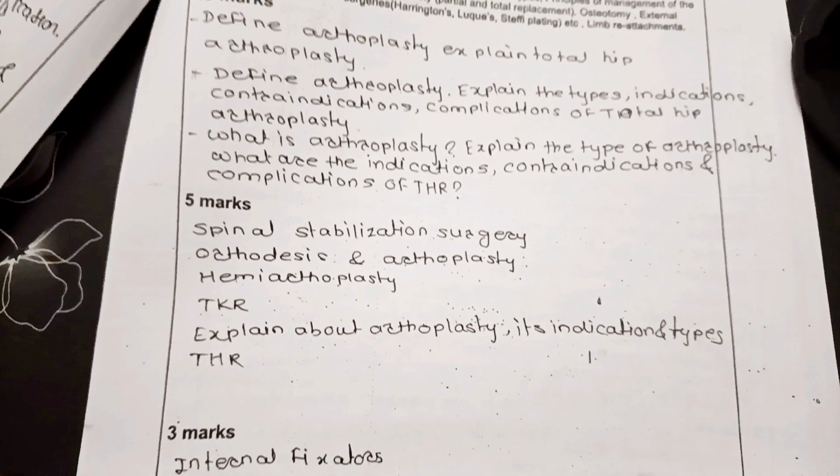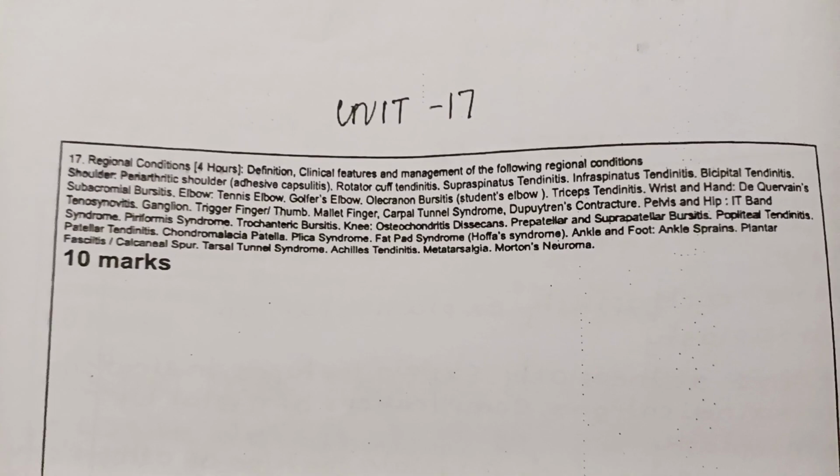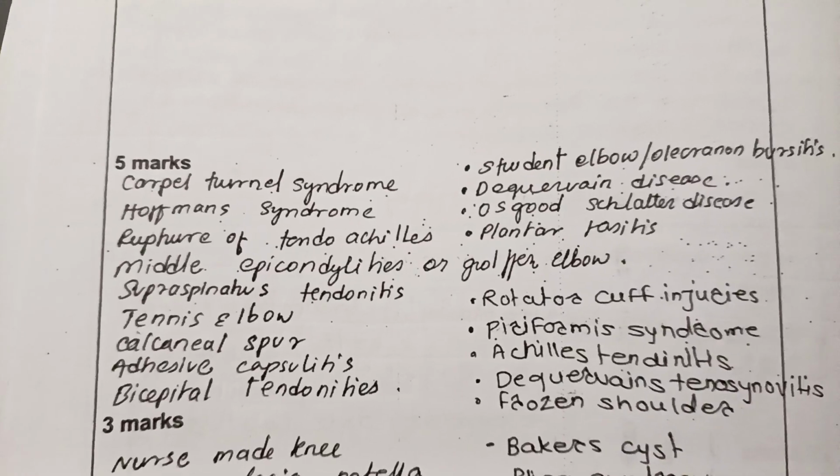Coming to the important 3 marks, internal fixators, external fixators, complications of THR, arthrodesis, triple arthrodesis of knee, and bone graft. Now, moving on to the next chapter. This chapter is all about regional conditions. In this, there are no 10-mark questions.